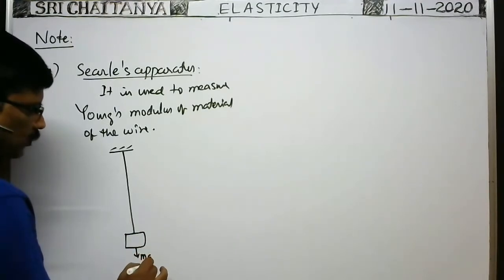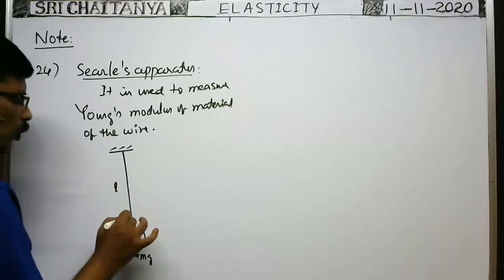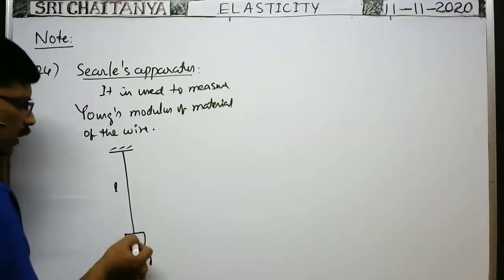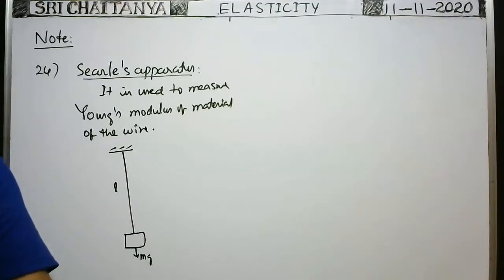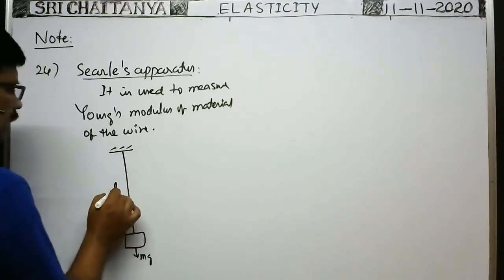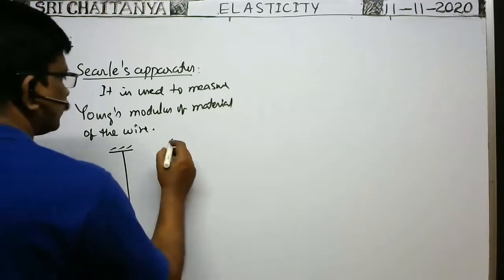Then weight mg acts in the vertically downward direction. The original length is L when no load is suspended. But when load is suspended, elongation takes place in the wire. L is the original length of the wire.